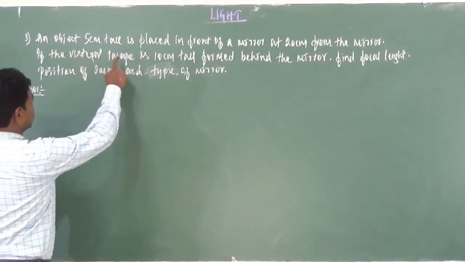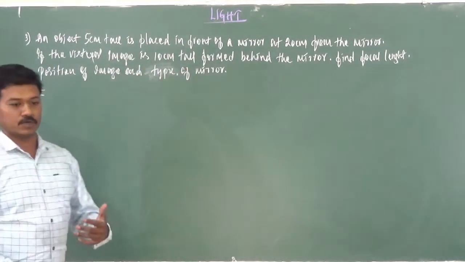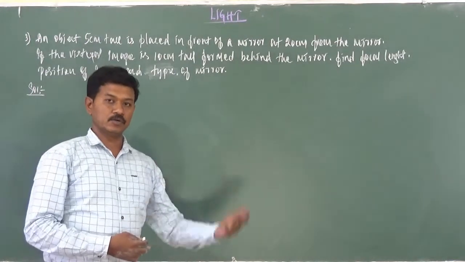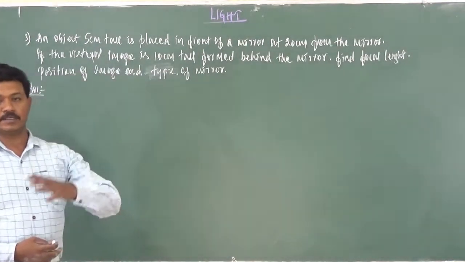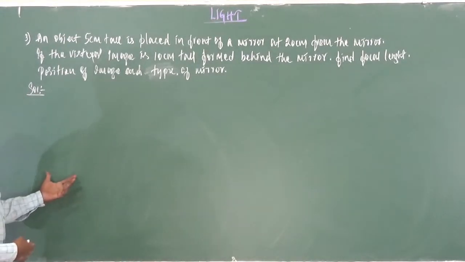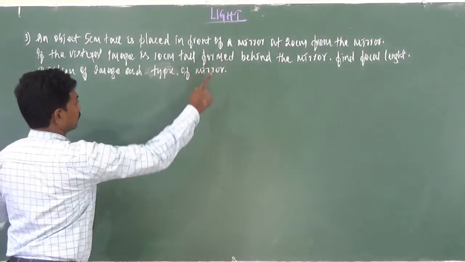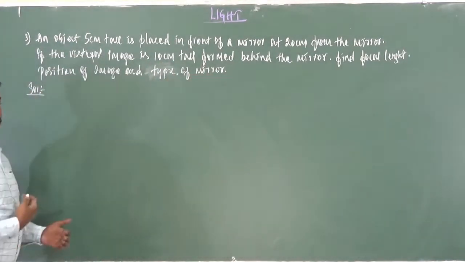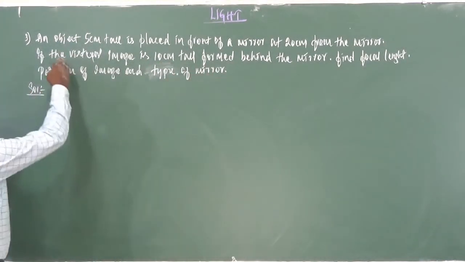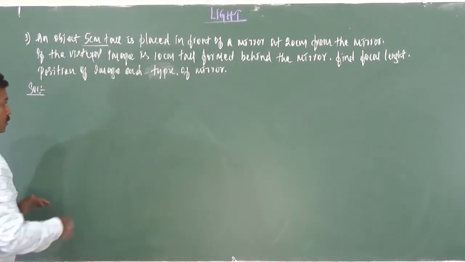An object 5 cm tall is placed in front of a mirror. So imagine a mirror. We do not know what type of mirror it is, because the mirror is unknown in this problem. We do not know whether it is a concave mirror or a convex mirror. Therefore I won't draw any ray diagrams. Object 5 cm tall, sorry, it is the height of the object.